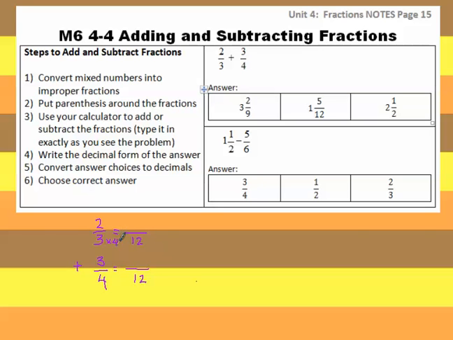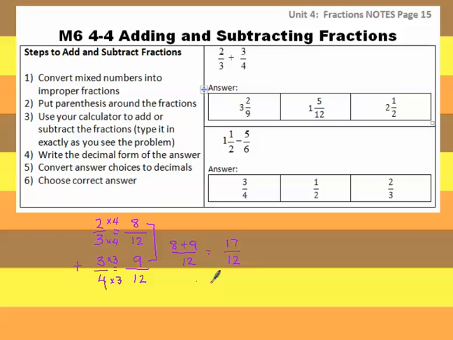3 times 4 is 12. And whatever I do to the bottom of a fraction, I need to do to the top. 2 times 4 is 8. And I can do the same thing for 4. 4 times 3 is 12. So I need to do that to the top as well. 3 times 3 is 9. Now that I have a common denominator, I can add or subtract my fractions. In this case, I'm going to add. So I have 8 plus 9 over 12, because the denominator is going to stay. 8 plus 9 gives me 17 over 12.